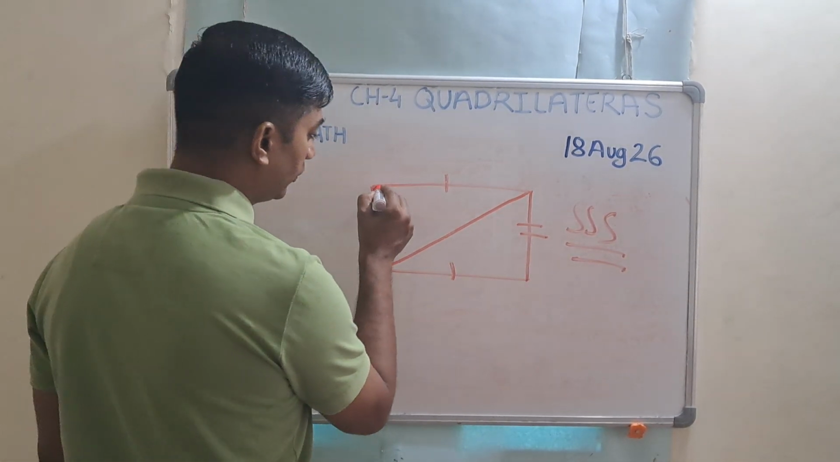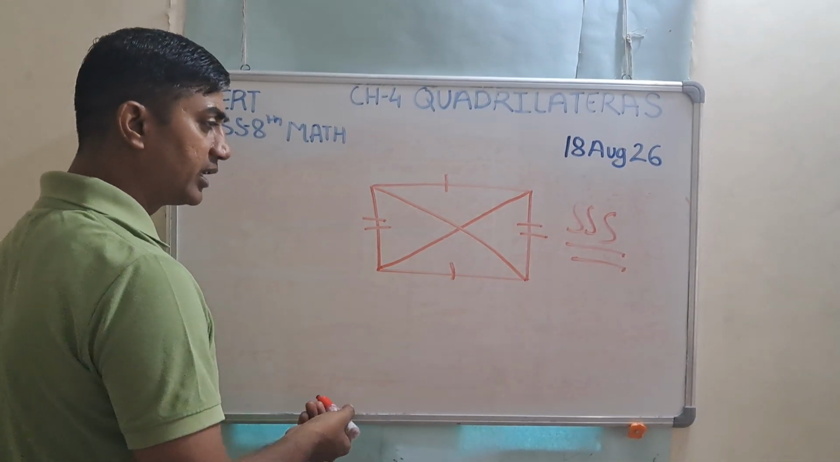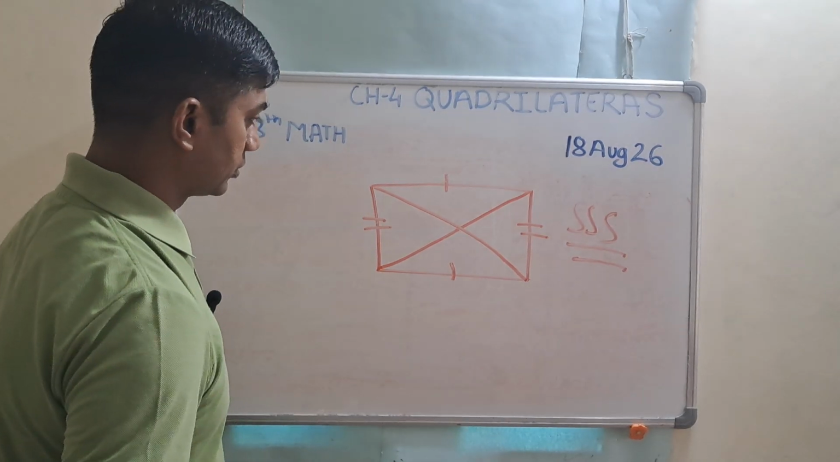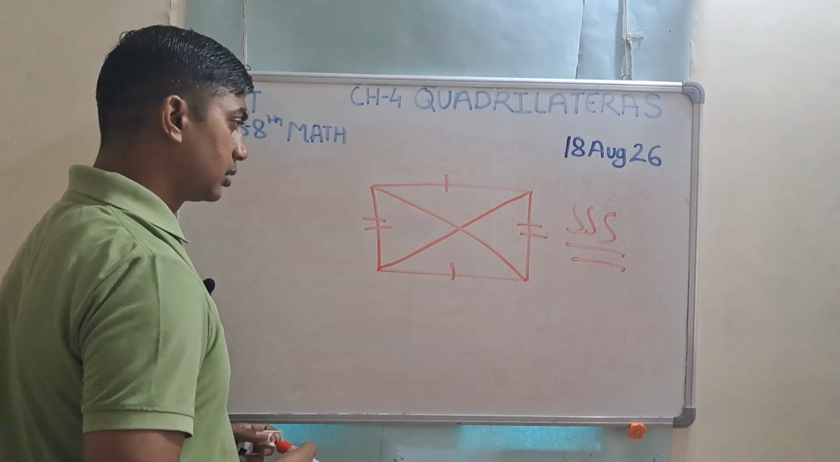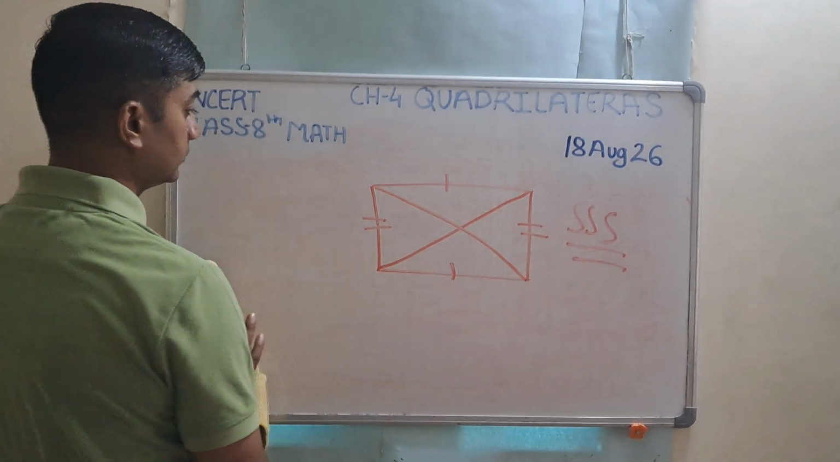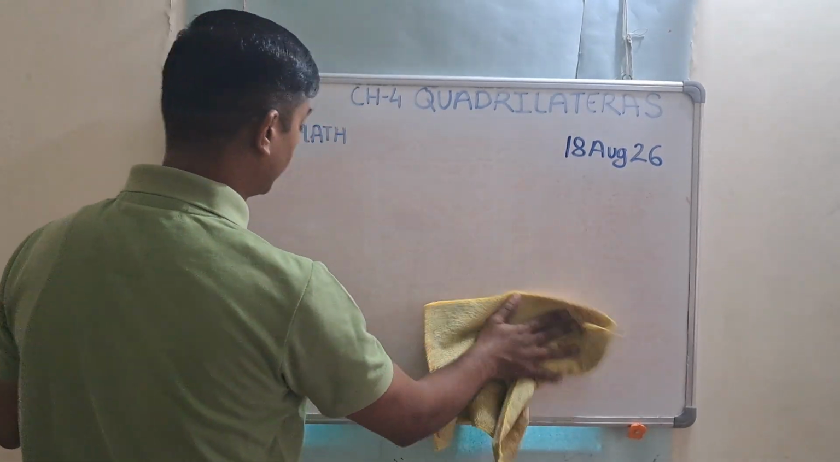The same thing you can do with the another diagonal. This is also we have done in the previous problem also. So these two triangles are also congruent. Now we will see the next question. What is the next question?